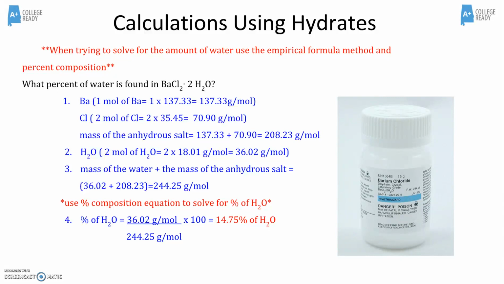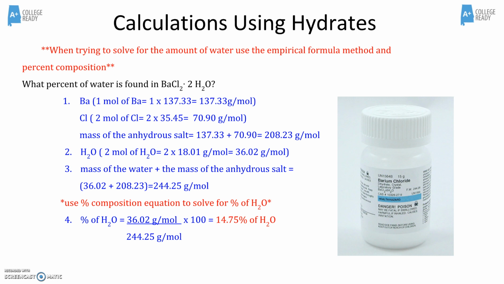Now, I just did my empirical formula method to find the masses of each. Now I can plug it into my percent composition equation to solve for my percentage of water. Remember, percent composition is essentially part over the whole. I just want to know my water, so I'm going to take the molar mass of my water, the 36.02, use it as my numerator, and divide that by the molar mass of the entire hydrated substance, the barium chloride dihydrate, which is 244.25 grams per mole. My units of grams per mole cancel.